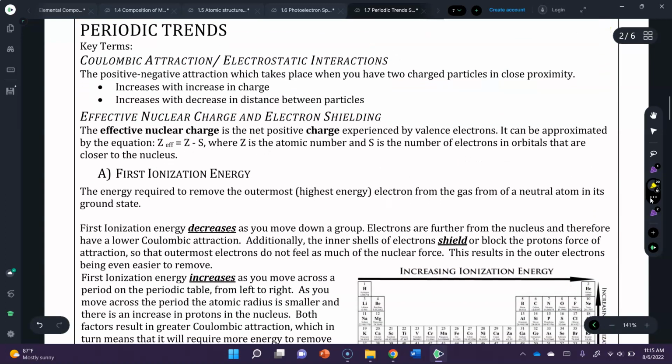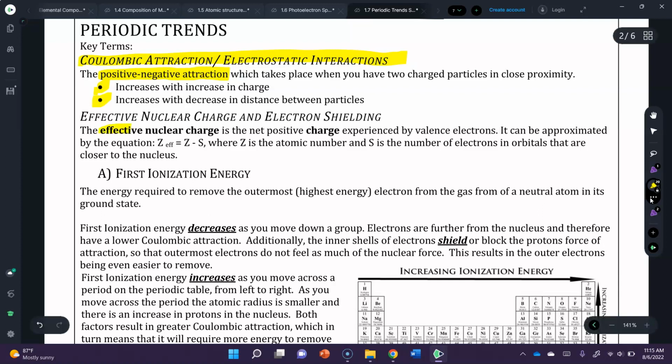Periodic trends, we're going to discuss them in terms of Coulombic attraction and electrostatic interactions. So these are the positive-negative attractions which take place when you have two charged particles in close proximity. And we have discussed that this increases with an increase in charge and it increases with a decrease in the distance. So that's the inverse relationship.